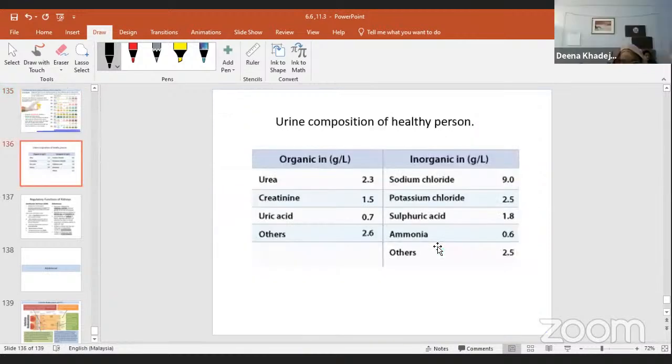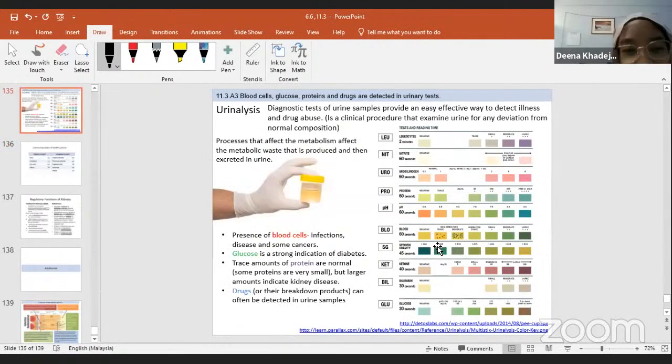Teacher, what do you mean by some proteins amount? Trace amount of proteins means that in a urinalysis, it is still detected. They can compare the amount present, whether a lot or a little. If it is a little, that one is normal. But if it is a lot, that indicates something is wrong.